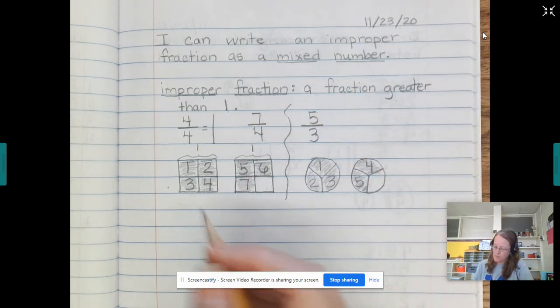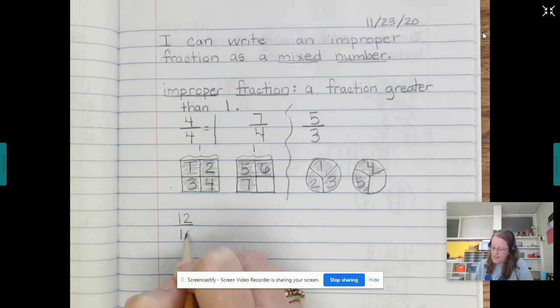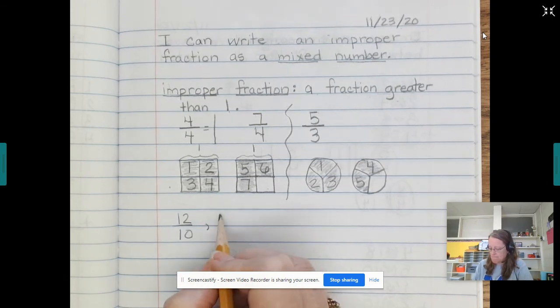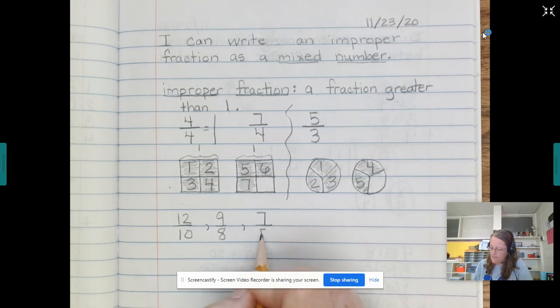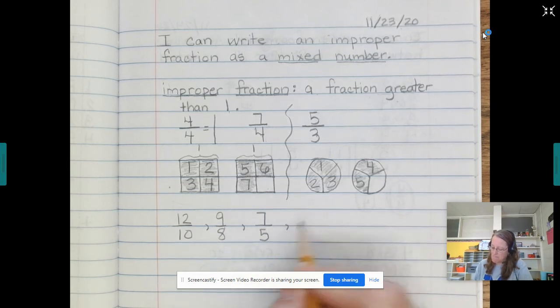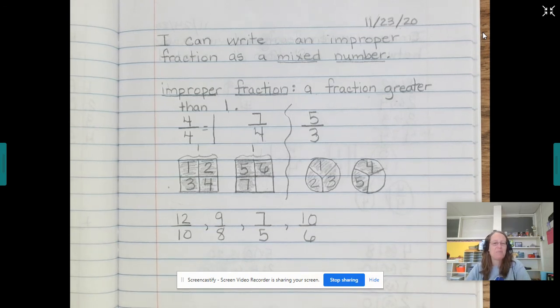Other examples may be 12/10, 9/8, 7/5, or 10/6. Improper fractions.